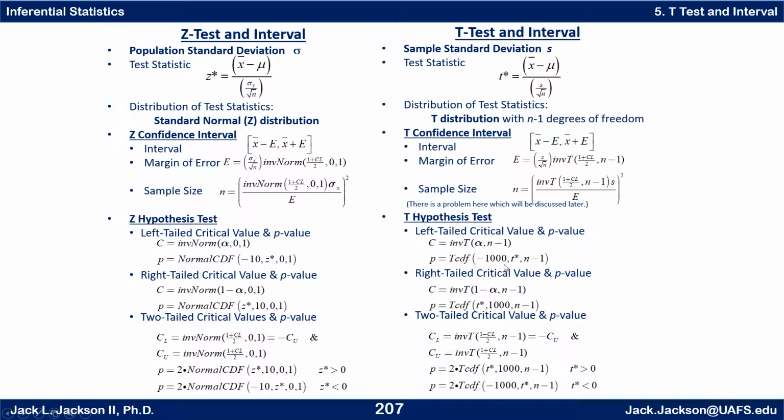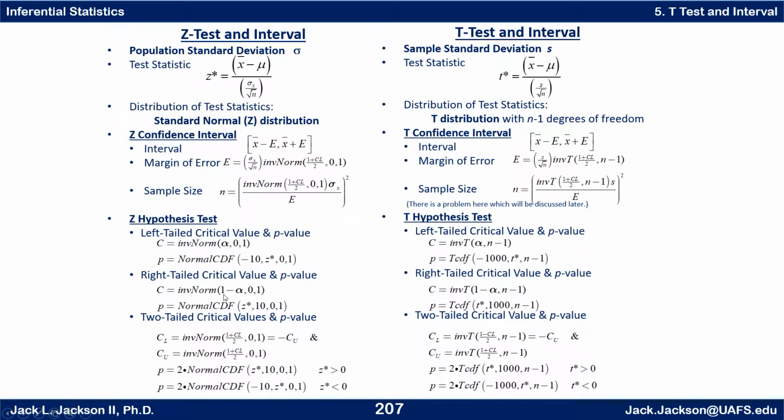So we use the t-CDF, and if you remember, I told you that you could always use negative 1,000 instead of negative infinity and 1,000 instead of infinity for a t distribution. It works pretty well. So we use a t-CDF, negative 1,000 to t star, n minus 1.